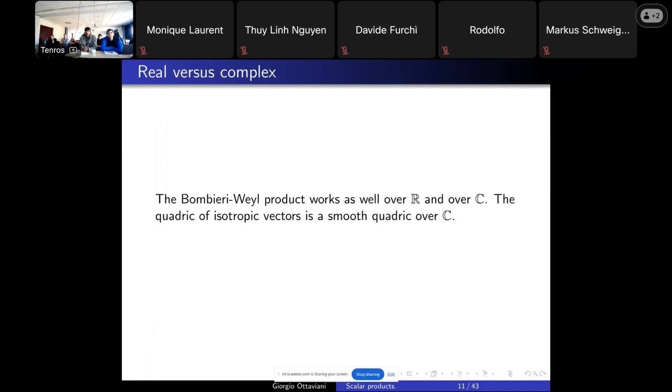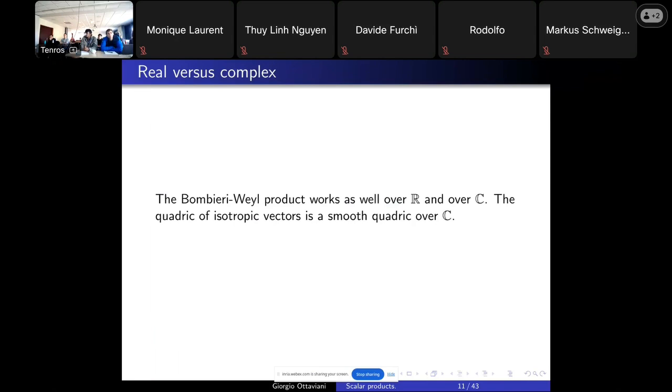Even on symmetric tensors, the definition works as well over real and over complex. But now there is a difference: over the real, there are no polynomials of norm 0. A polynomial of norm 0 is called isotropic. On the complex, you have them. And this is even a large variety. It's a hypersurface, which is a smooth quadric.